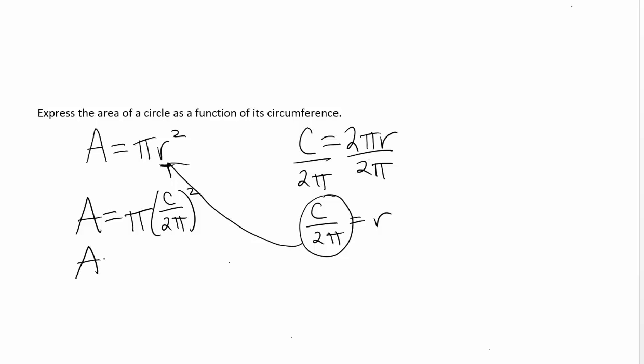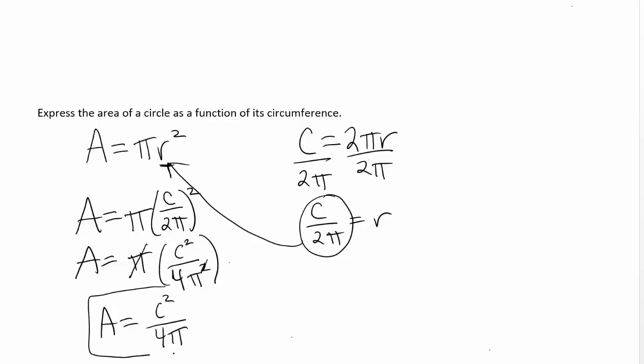So I'm going to go ahead and square my fraction. If I square the top, I get C squared. If I square the bottom, 2 squared becomes a 4, and pi squared stays pi squared. And this pi out front can cancel with one of the pi's in the bottom. So simplified, this becomes C squared over 4 pi. And there is our area in terms of just circumference. No more radius involved. So then we're done.